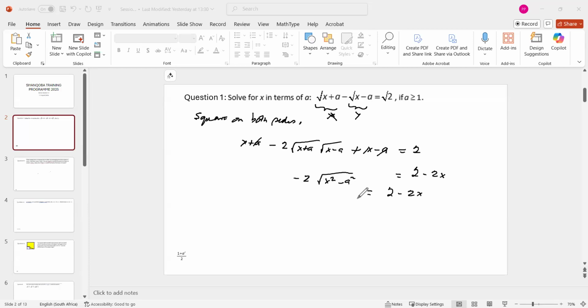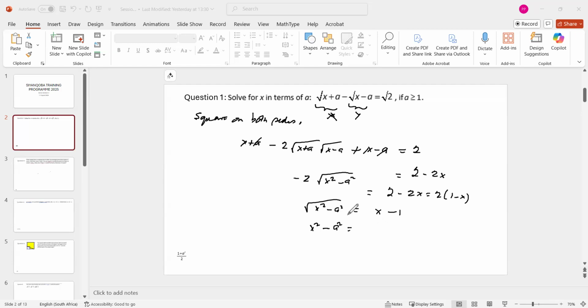And okay, the 2's cancel off. So let's divide by minus 2 on both sides. Divided by minus 2, this becomes x minus 1. This is 2 into x minus 1, 2 into 1 minus x. All right, so that is the same as minus 2 into x minus 1. All right, so now that's very much easier to handle because you got only a single square root on the side. We can square on both sides, x squared minus a squared.